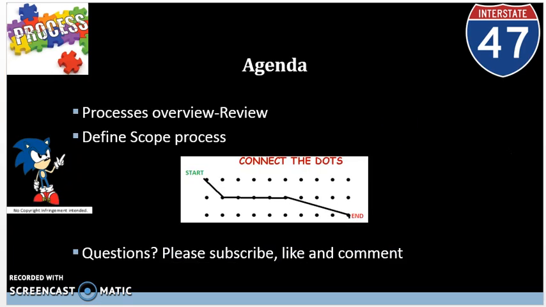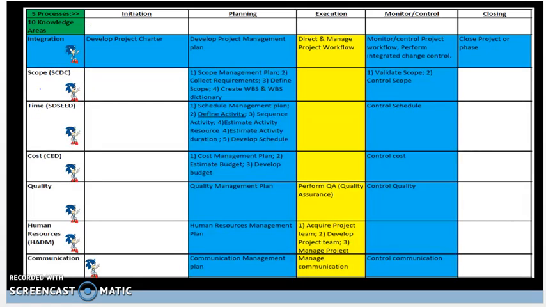Today's agenda will be going over reviewing the PMBOK processes from last time, as well as the ninth process, which is the define scope process. This process occurs at the intersection of the scope knowledge area and the planning process group.